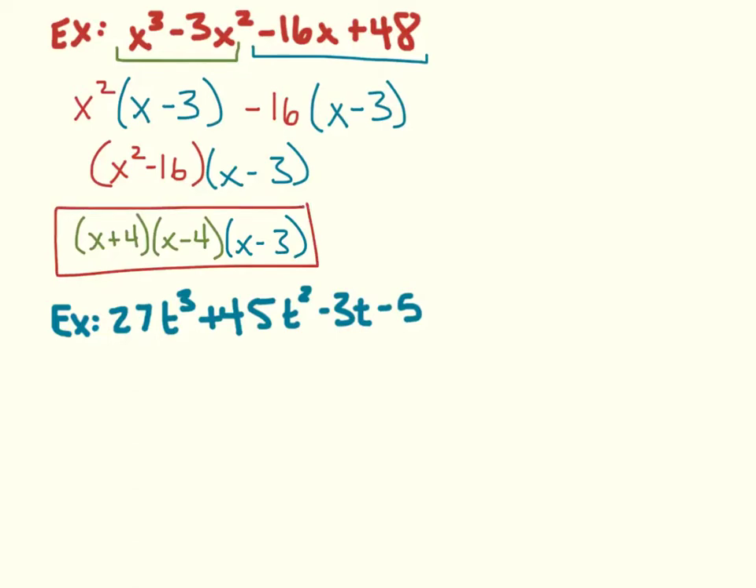Alright, looking at this next example, 27t cubed plus 45t squared minus 3t minus 5. So 27 and 45, what number do they have in common? What number goes into both? 9. So I can pull out a 9. How many t's can I pull out of these two? Okay, so t squared. So 27 divided by 9 is 3. And t cubed divided by t squared is t. And then the t squared is going to cancel off the 45, so 45 divided by 9 is 5.